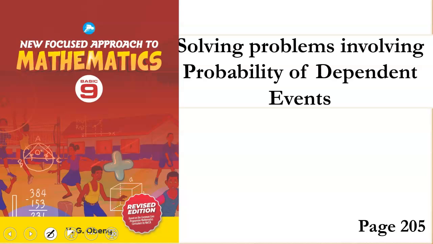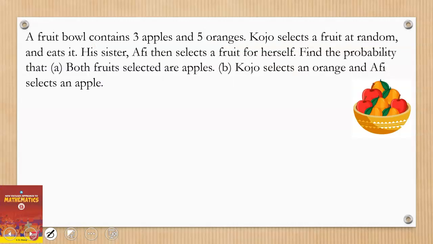This is the revised edition. In this lesson, we are looking at solving problems involving probability of dependent events. This lesson can be found on page 205. Remember, in our previous lesson, we were looking at dependent events in general. Now we want to solve more questions and see how it goes.